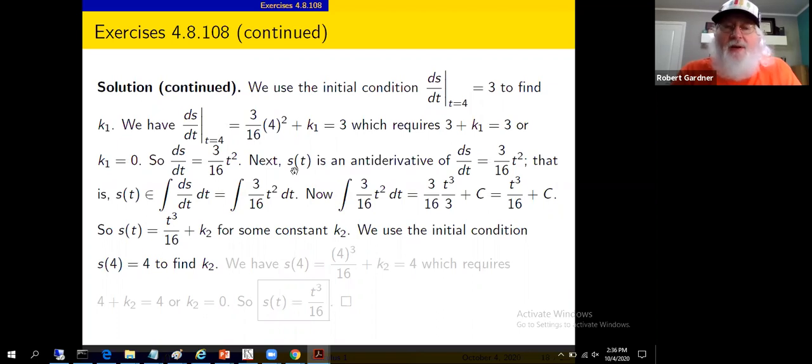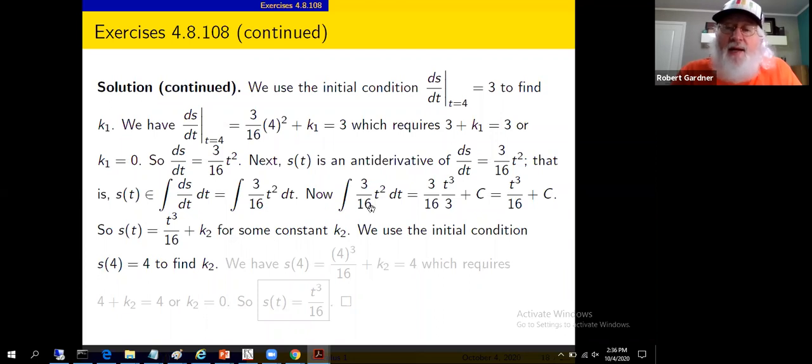Well, the derivative of s is ds/dt, so s of t is an antiderivative of ds/dt. So we'll anti-differentiate this to get that. We're going backwards with differentiation a second time because we started with a second derivative. It's got to be done twice, with the same procedure. So now we need to integrate the first derivative, the 3 over 16 t squared. This becomes the integrand. We need to anti-differentiate that.